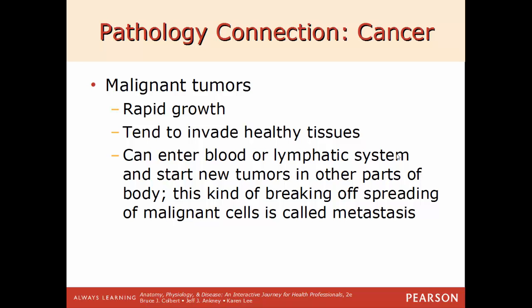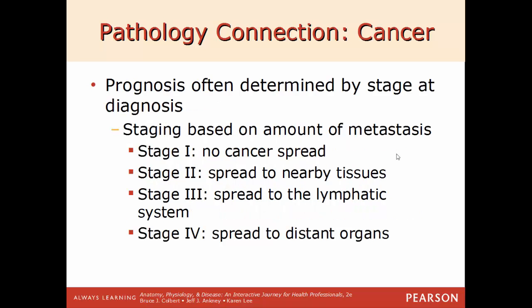Now, these types of tumors are able to enter the blood and lymphatic system, which will start the process of forming new tumors in other parts of the body. And that's how you get a cell metastasizing through various parts of the body. Once it enters the lymphatic system or the blood system, it is able to set up shop and grow in a totally different location. And the prognosis is often determined by what stage the cancer is diagnosed in.